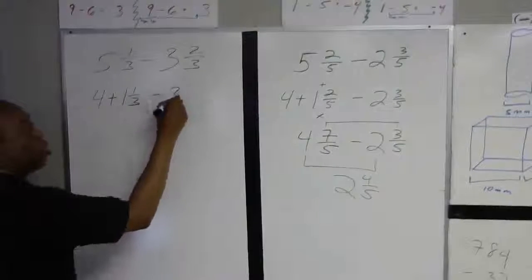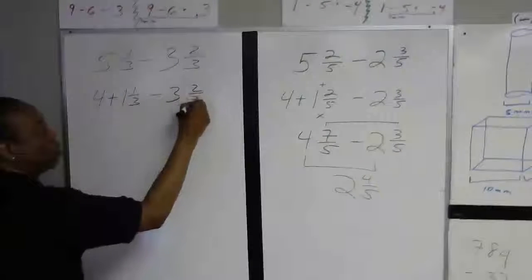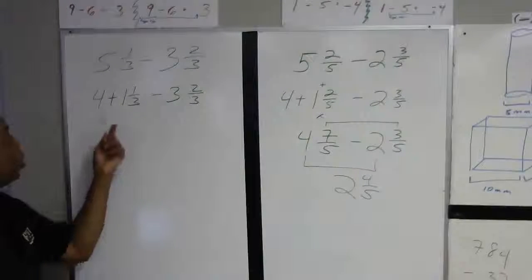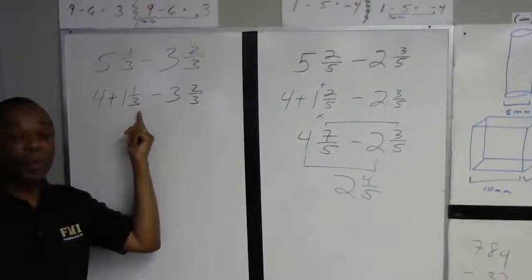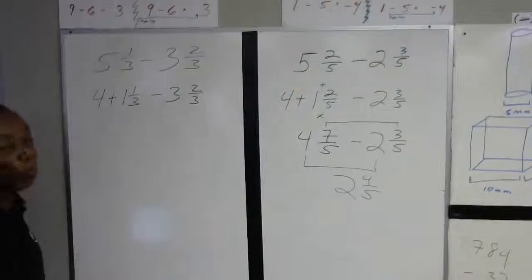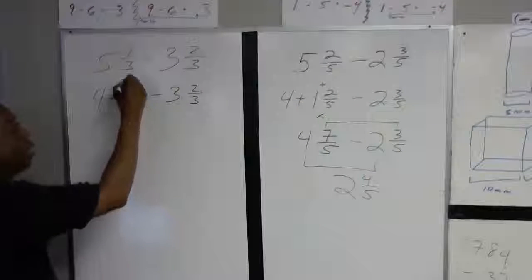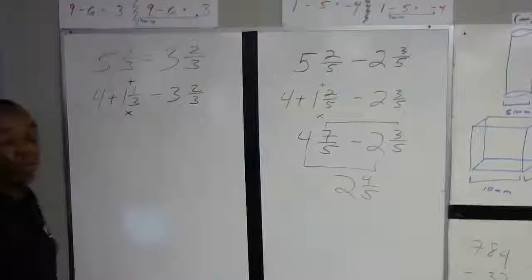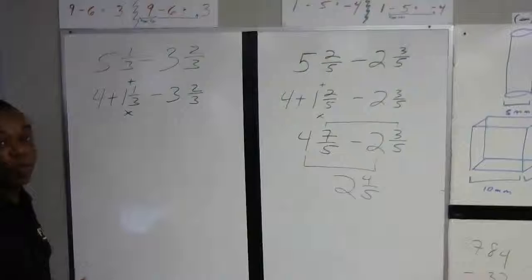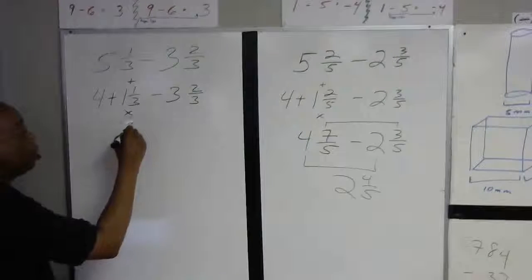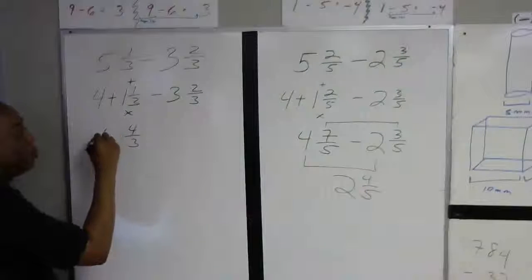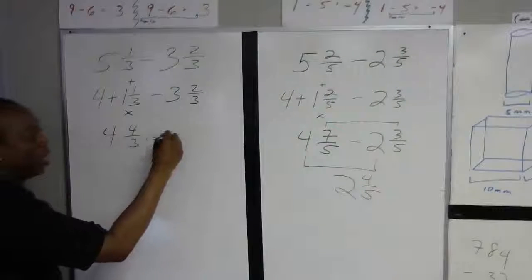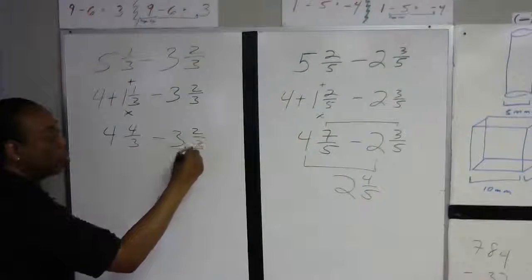Then we'll subtract 3 2/3. The 1 that was borrowed, I'm going to combine it with the 1/3, making it into an improper fraction. So 3 times 1, and then I'm going to add 1. 3 times 1 is 3, plus 1 more is 4. So this becomes 4/3. I bring down my 4. I bring down my negative 3 2/3.